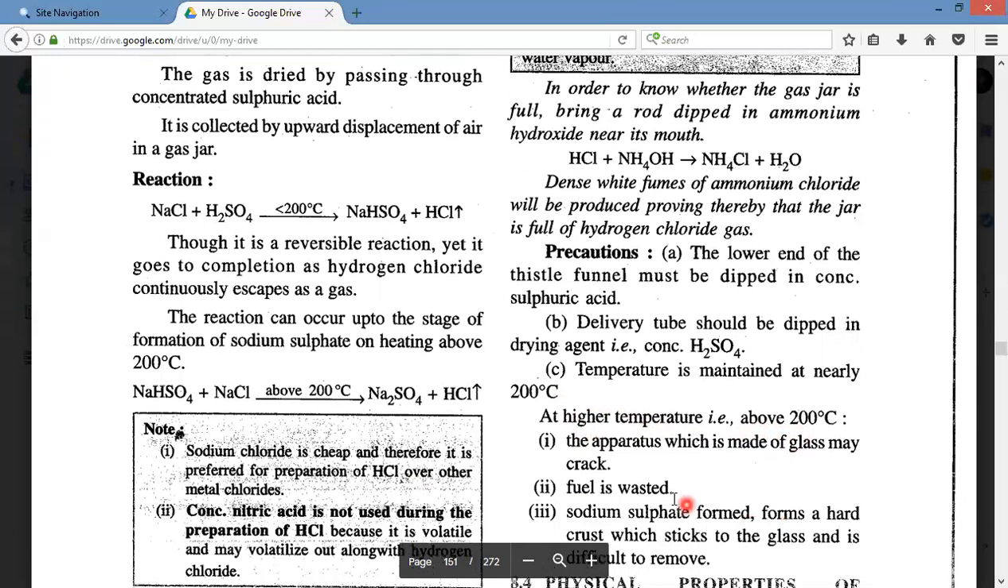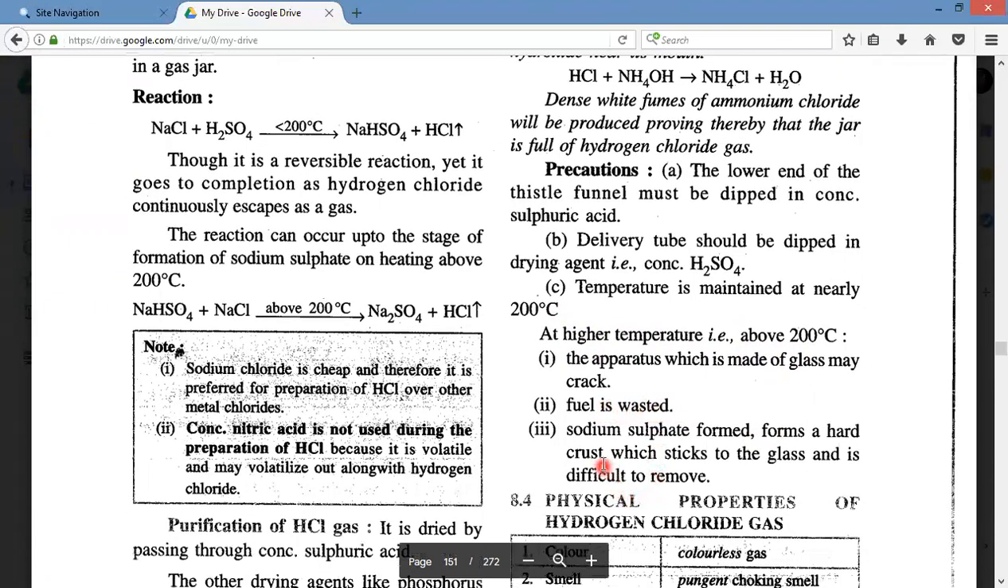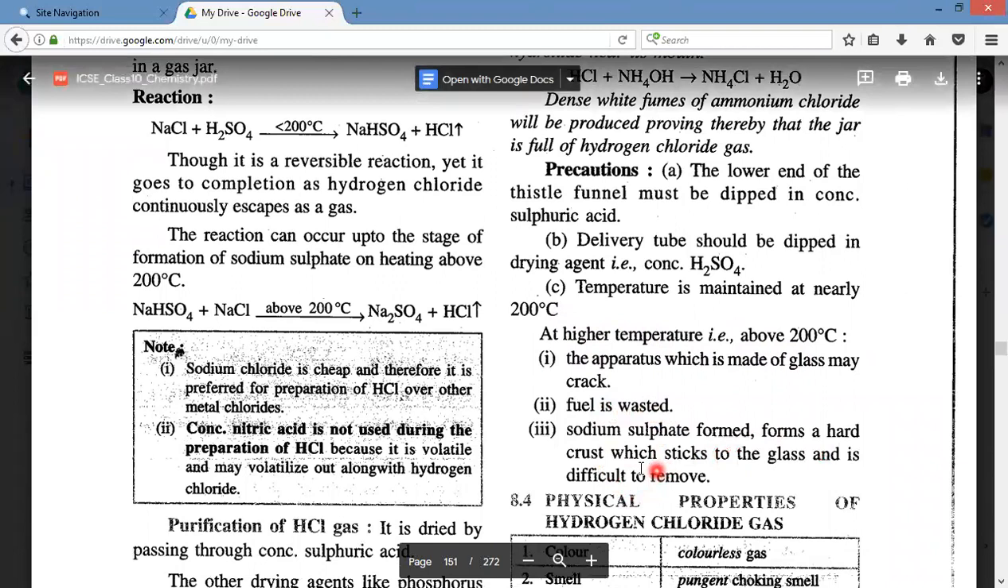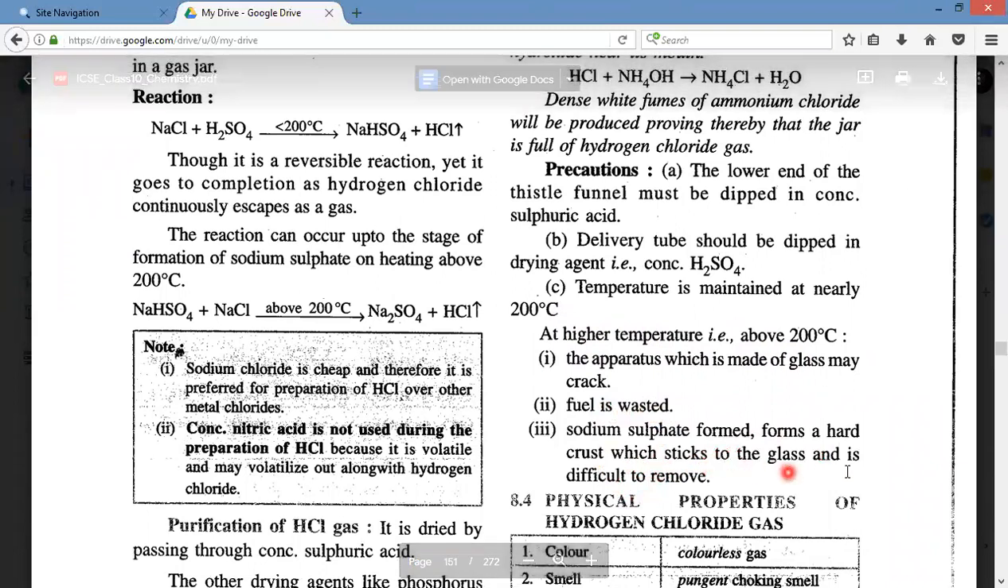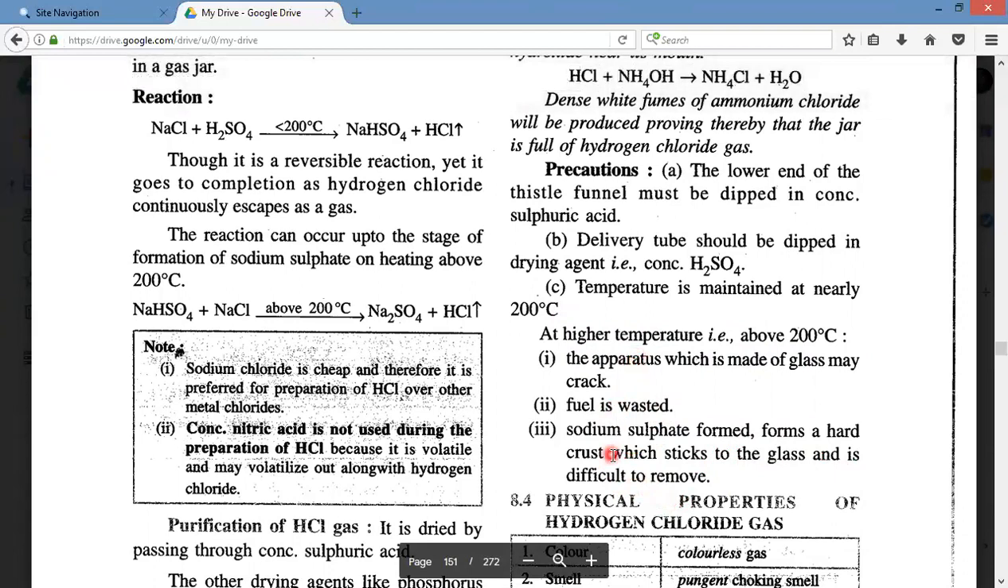The reason is that the apparatus is made of glass, which may crack, or fuel is wasted, and if sodium sulfate is forming, it is a hard crust that will stick to the glass and is difficult to remove. That's why we have to maintain these conditions to get hydrogen chloride gas, so the process can be done smoothly. That means the temperature we have to maintain is nearly 200 degrees Celsius, and not go beyond it.